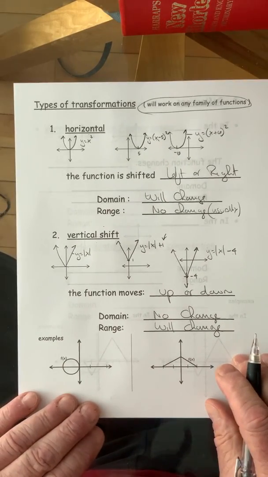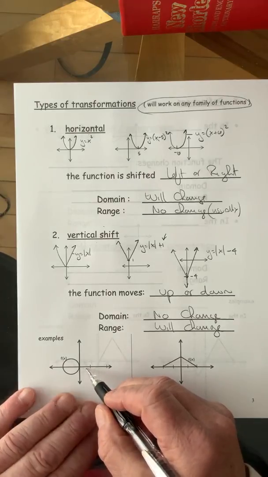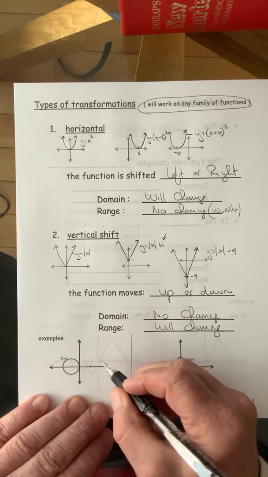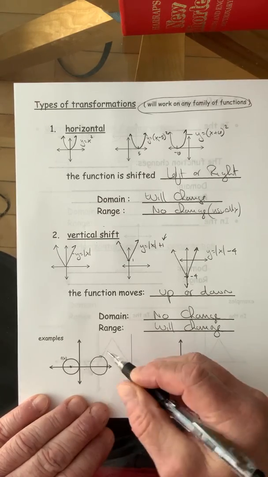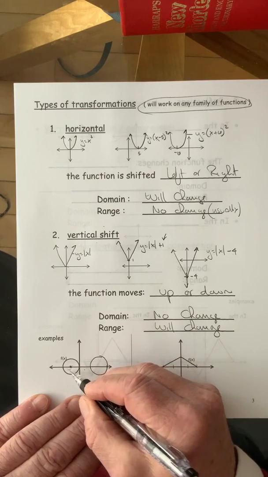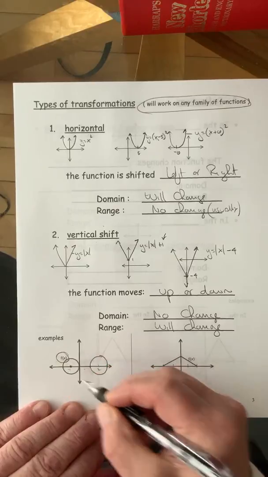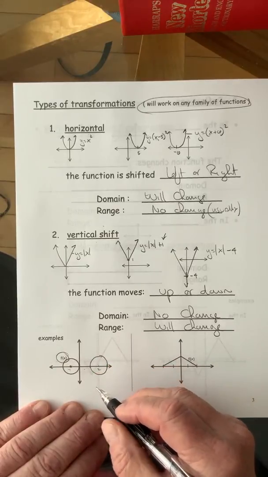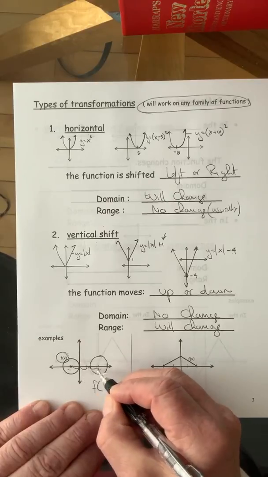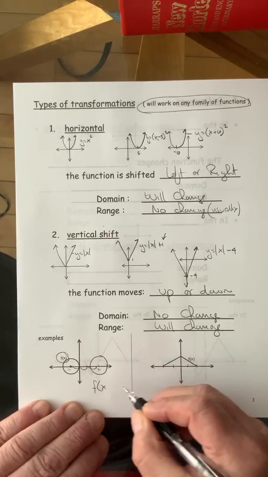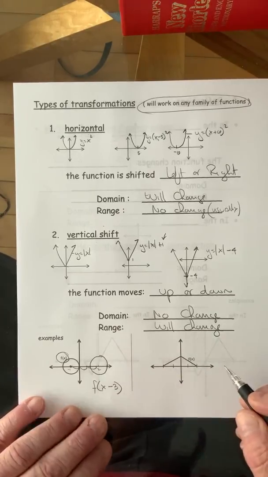Let's come down here. I'm going to do horizontal change. Here's a circle. It's not a function, but big deal. There's the center of the circle. -1, 1, 2. This has an equation of f of x. It's going to be moved over 1, 2, 3. And it's getting moved to the right, so it'll be -3. That would be the equation.